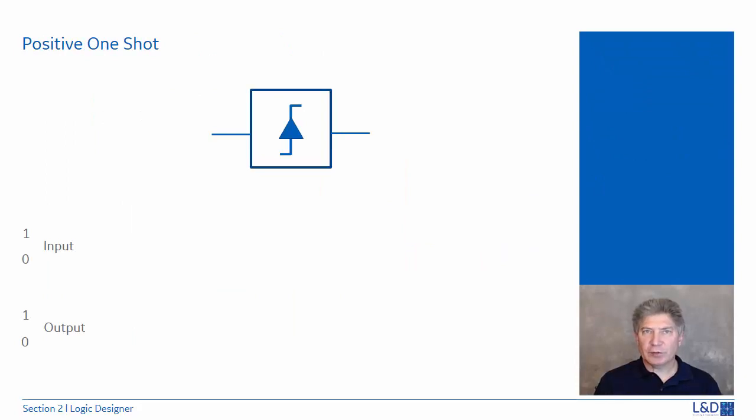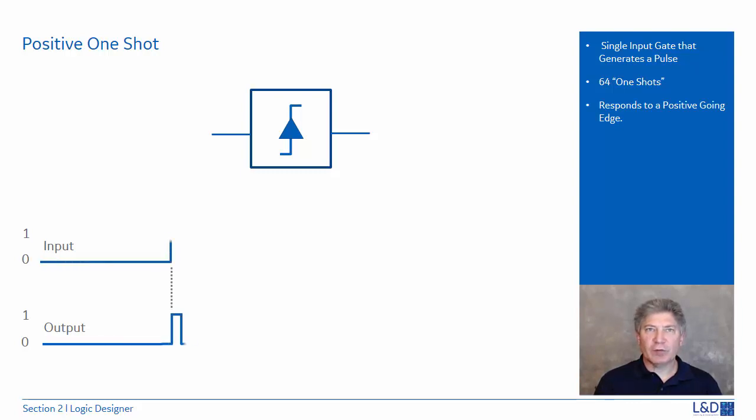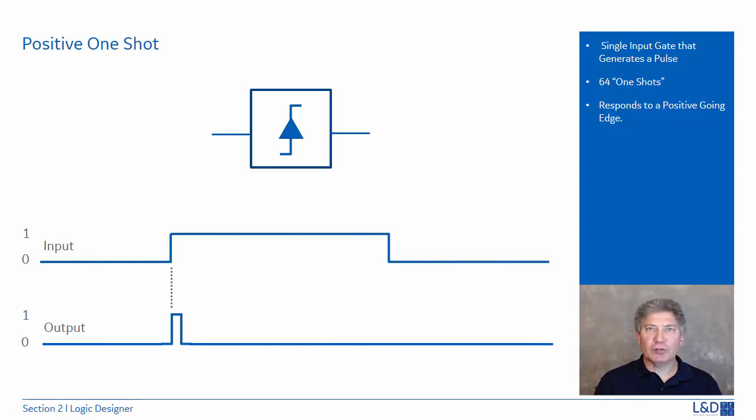A one-shot refers to a single input gate that generates a pulse in response to an edge on the input. The symbol here is for a positive one-shot. There are a maximum of 64 one-shots. A positive one-shot symbol responds to a positive going edge in the logic designer diagram. The graph shows the relationship between the input and the output of a one-shot. On the positive transition of the input, a short duration pulse is generated on the output.